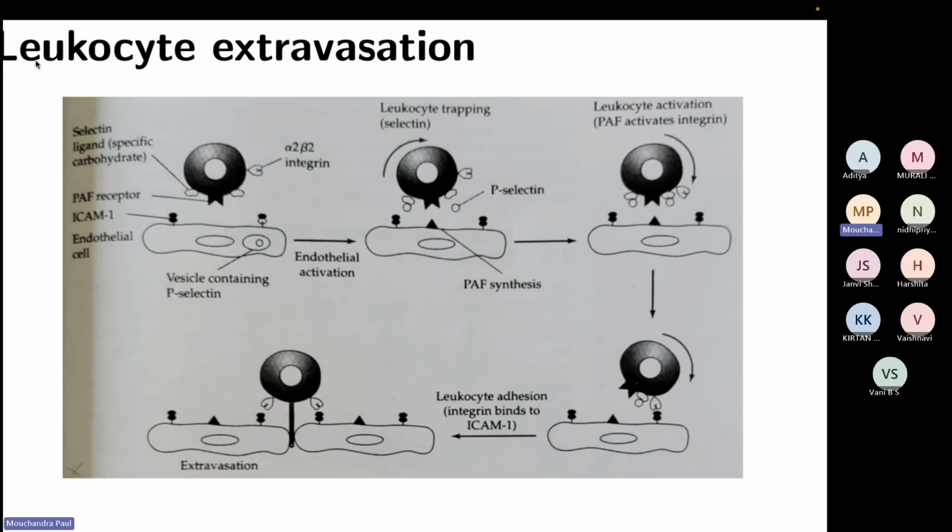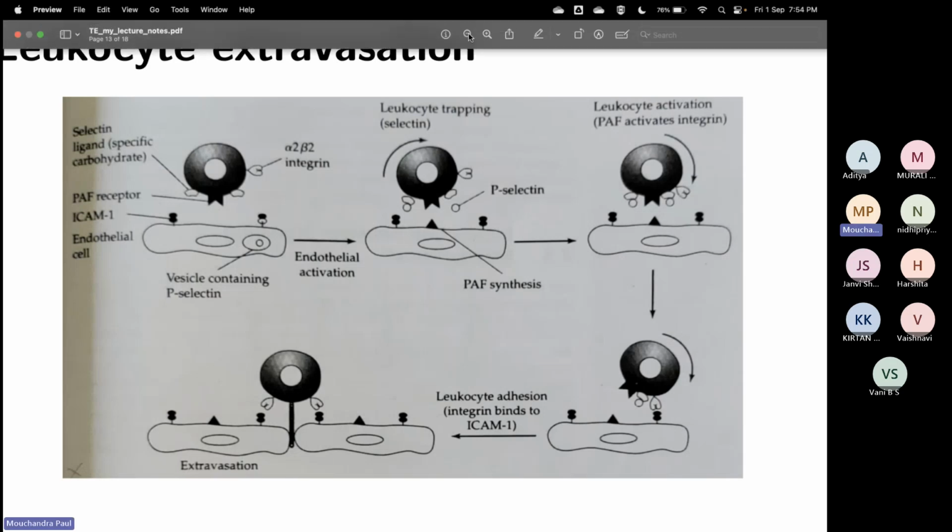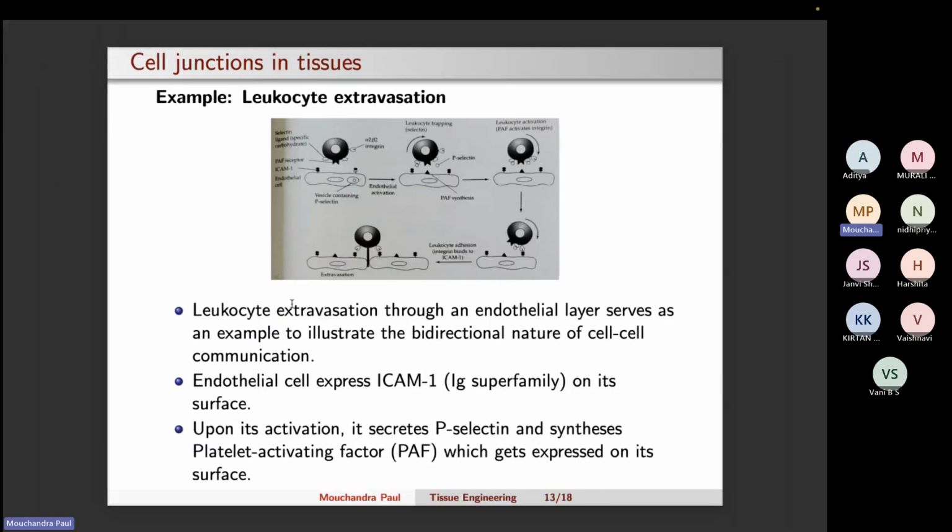So this is the process of leukocyte extravasation, where the membrane-bound receptors are helping to interact between two totally different types of cell population, and thus allowing the leukocyte cell to go and fight the infection at the tissue site. So let me again describe it using the points given here.